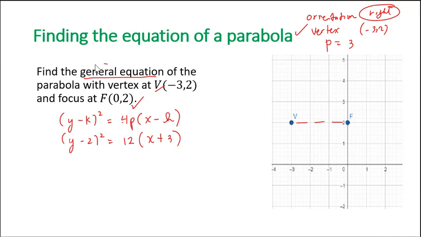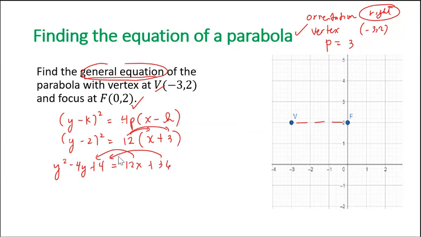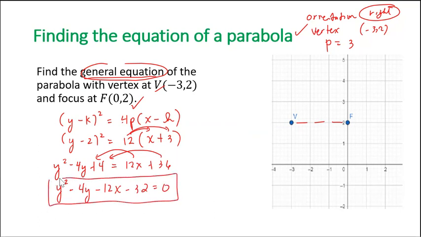But in this problem, we're looking for the general equation, which means we need to expand y minus 2 squared. And this will be y squared minus 4y plus 4 is equal to, the 12 here will be distributed to x plus 3, so that will be 12x plus 36. And then we will transpose 12x and 36 to the left side. So we get y squared minus 4y minus 12x minus 32 is equal to 0. So this is the general equation of the parabola given the following conditions.